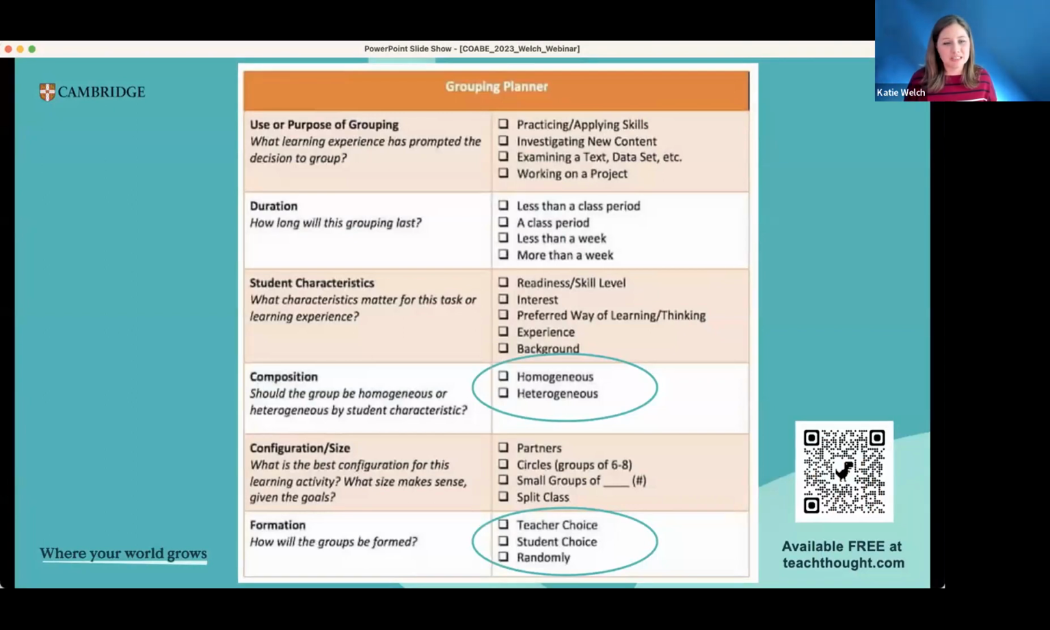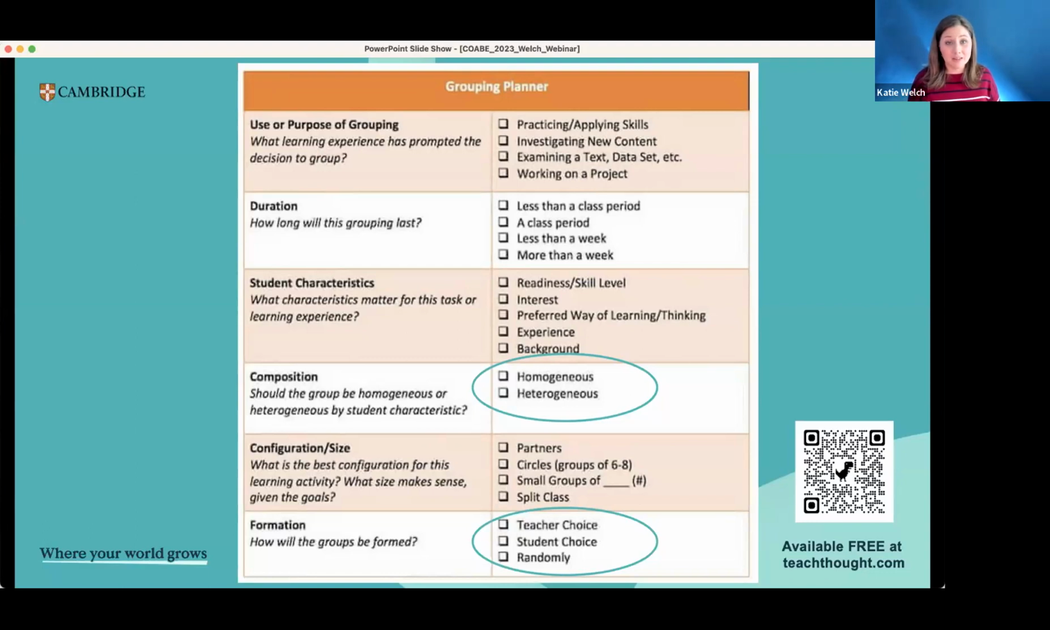I like this resource here. This is available from teachthought.com. As a teacher thinks about putting together small groups in their class, you can go through this checklist to think about: why am I doing small groups right now? What are we trying to accomplish? How long are we going to use these groups? By what criteria am I grouping the students, et cetera? Am I choosing the groups for the students, or are they choosing their own groups? It helps you think through some of these different things.